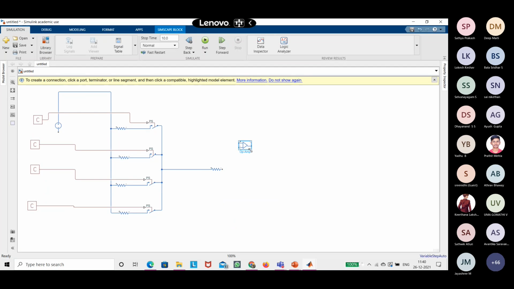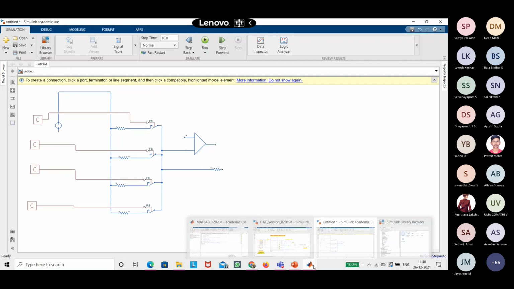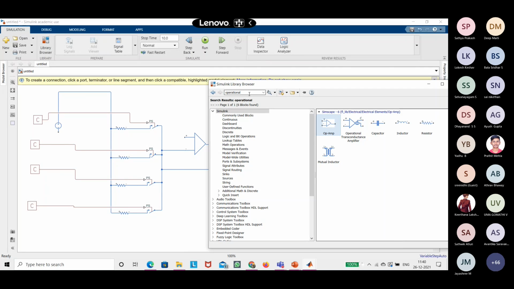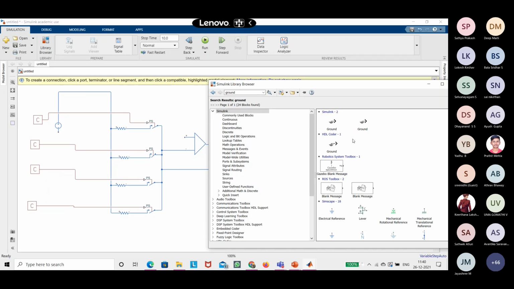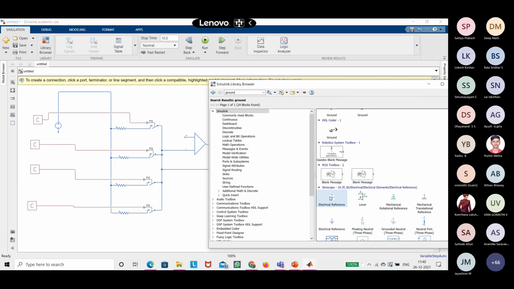Okay, we'll just expand it. Max of RF right here, and connect it over here. Then search for ground. You will get it as an electrical reference under the Simscape.